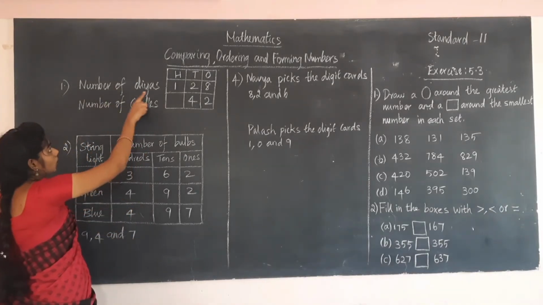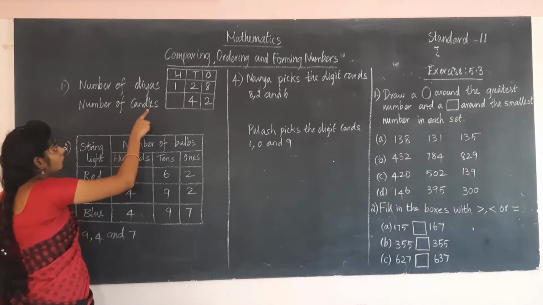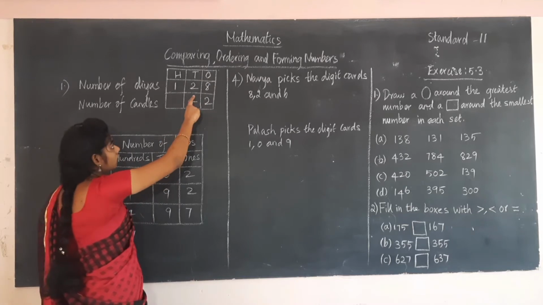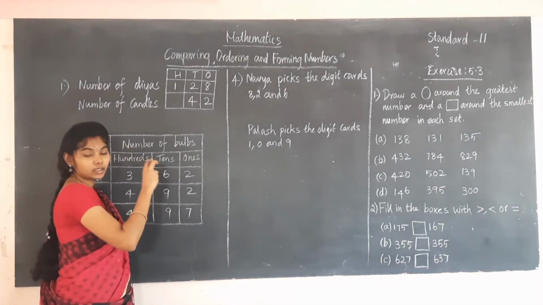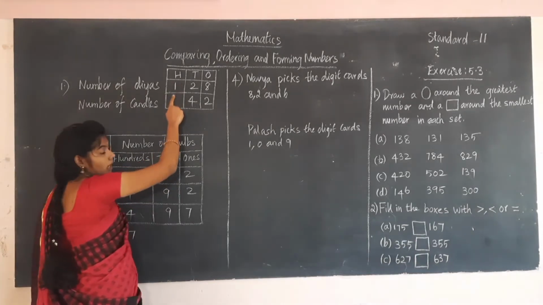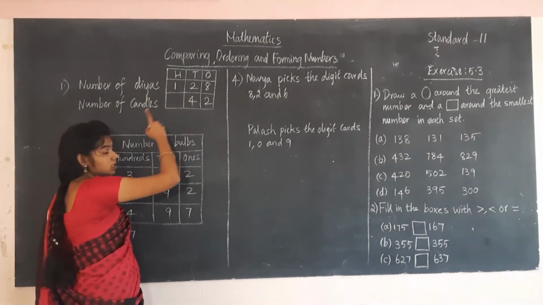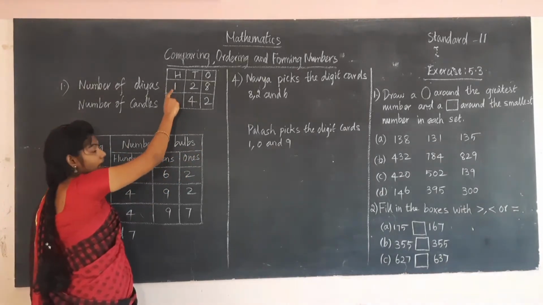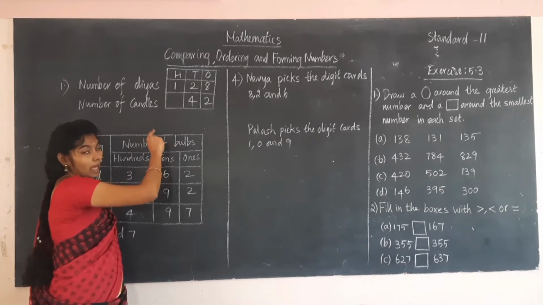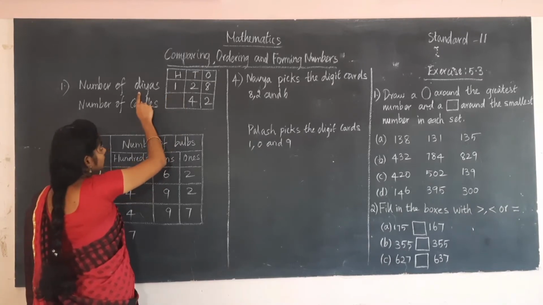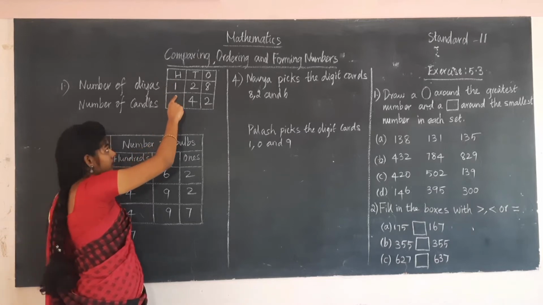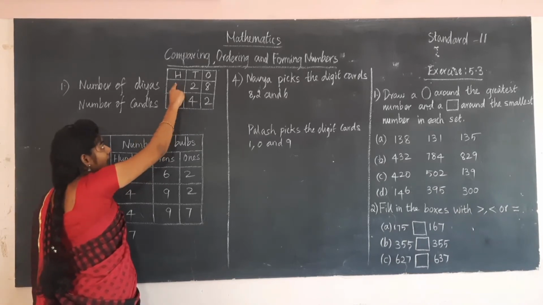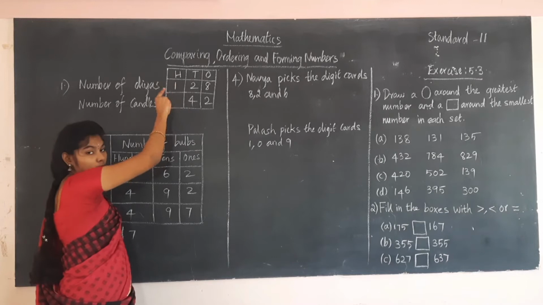I have written here number of diyas is 128 and number of candles is 42. I have placed the values in the places. So how do we compare the numbers? To compare the numbers, first we have to look at the hundreds place, then only we look at the tens and ones place. While comparing these two numbers, the diyas number has 100 in the hundreds place, and for the candles there is no number in the hundreds place. So automatically we know that the one with a hundreds place is the greatest number.